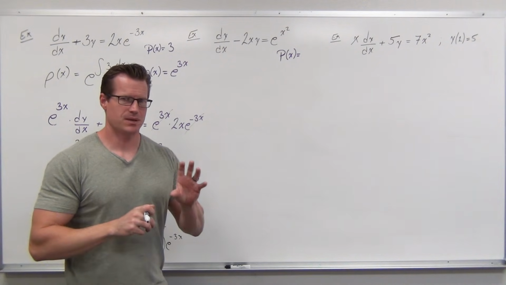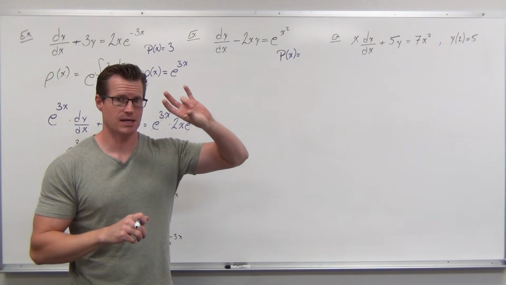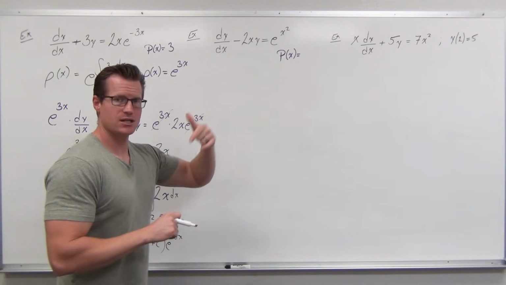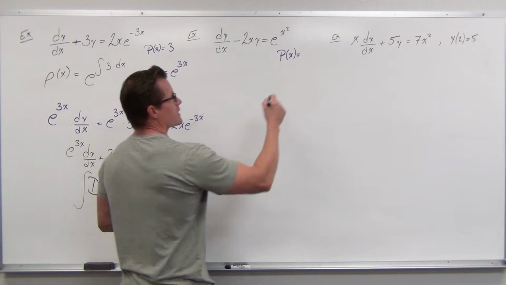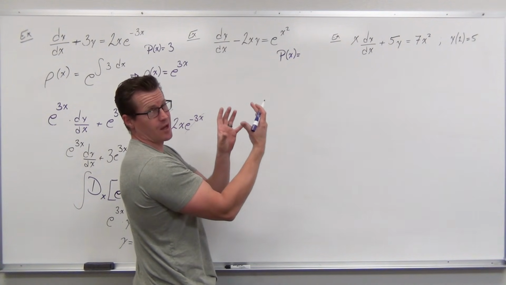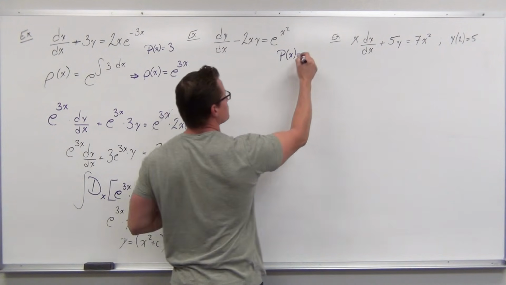P of x is the piece that when I take the derivative of the exponential I'm about to get, I'm going to get p of x. So p of x is the thing we want to integrate to find our exponent. P of x is always the function of x in front of y with the sign. So p of x would be considered as negative 2x here.